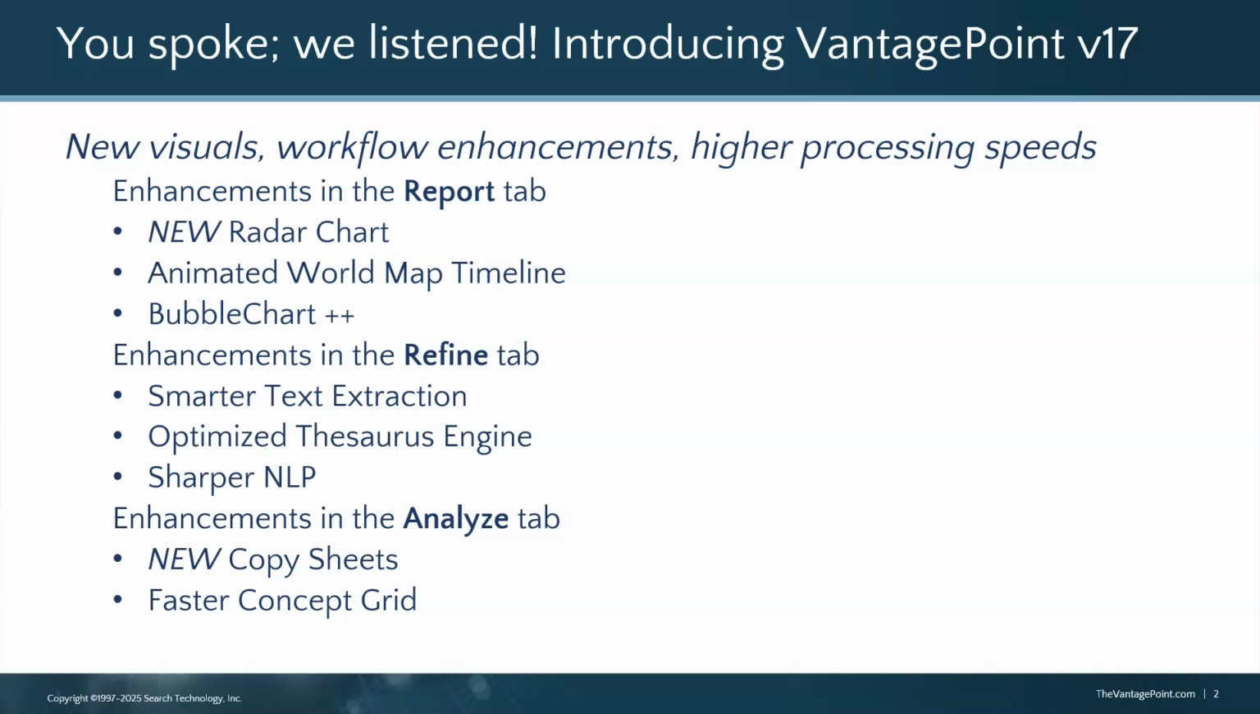In the Report tab, we've added an all-new radar chart, updated world map to include an animated timeline, and enhanced bubble chart. In Refine, we have smarter text extraction, an optimized Thesaurus Engine, and sharper NLP. In Analyze, there's a new copy sheet script and a faster concept grid.